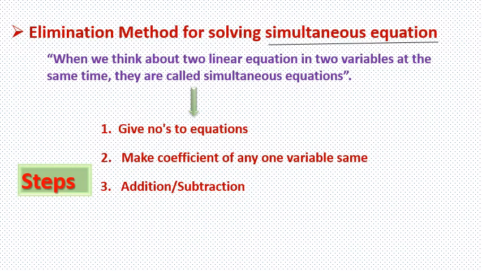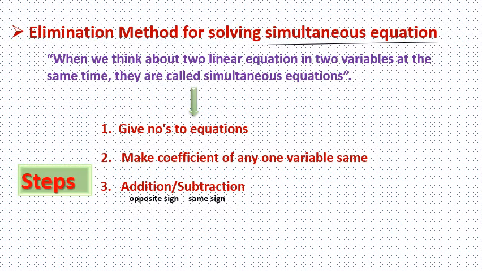But whether to do addition or subtraction depends on the sign of the variable. If the variable we are going to eliminate has opposite signs, meaning in equation number 1 x is positive and in equation number 2 x is negative, two opposite signs for the same variable with the same coefficient, then we will do addition. And if the variable has the same sign, for example in equation number 1 x is plus and in equation number 2 also x is plus, so it has the same sign, then we will do subtraction.